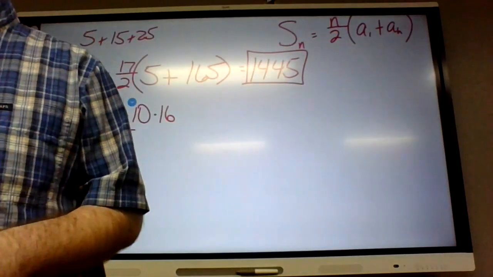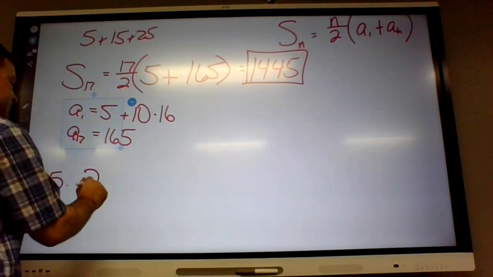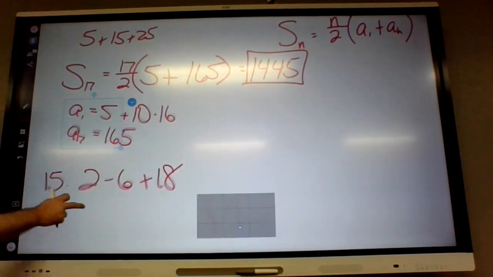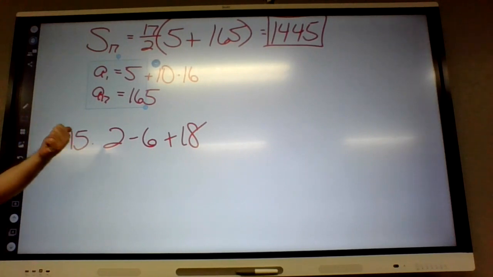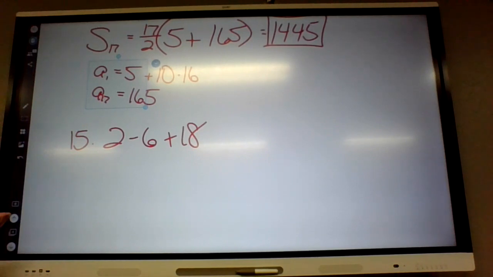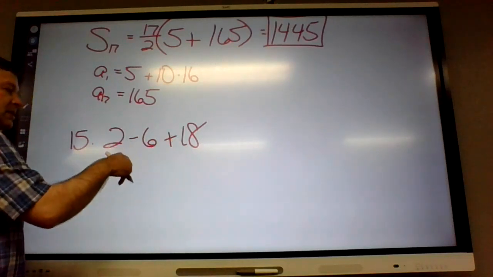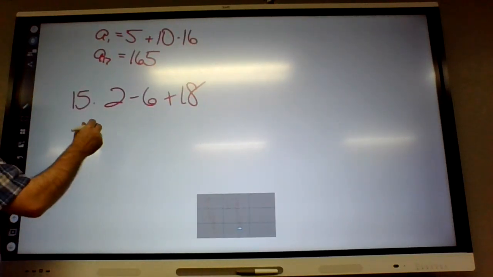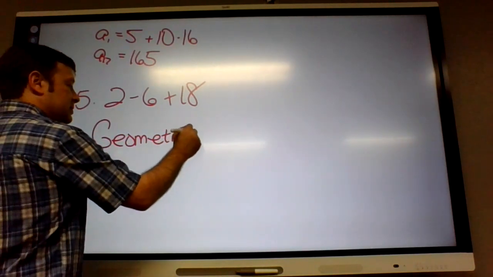Okay, number 15, what's the pattern? 2 minus 6 plus 18. You guys see what the pattern is on that one? Times negative 3. If it's alternating between positive and negative, that has to be times a negative, right? Because 2 times negative 3 is negative 6, and negative 6 times negative 3 is positive 18. So if it's multiplying by negative 3, then it is a geometric series.